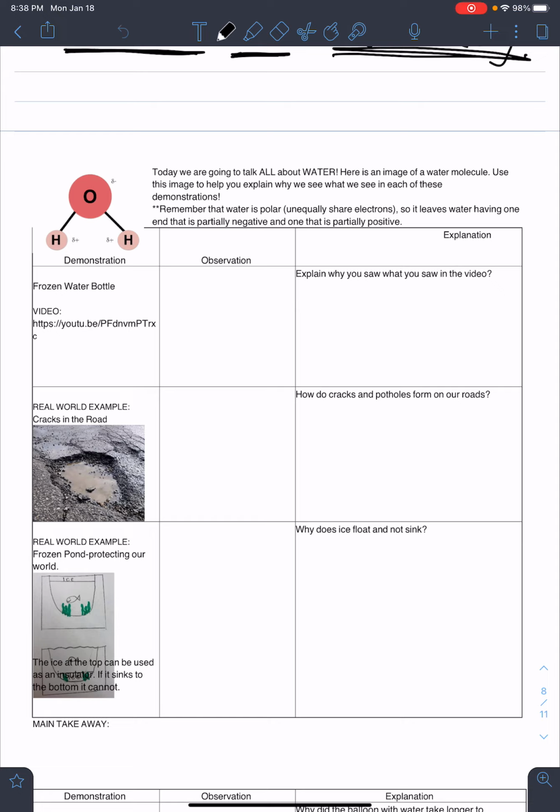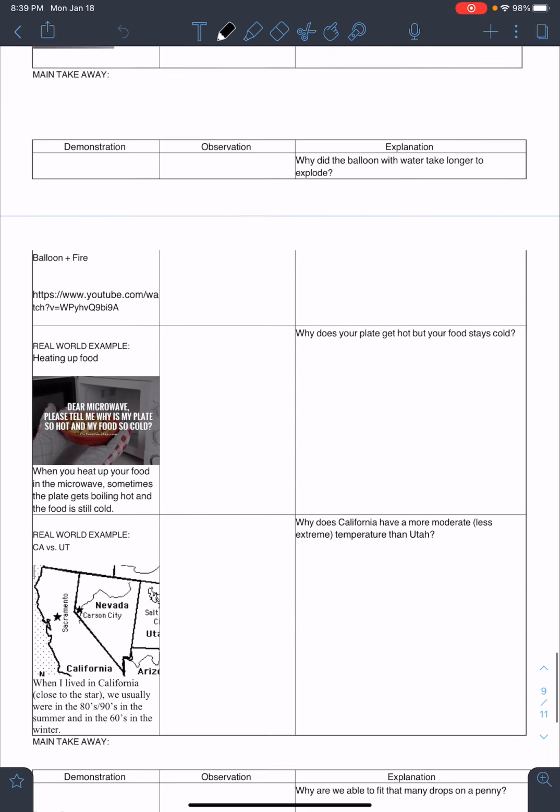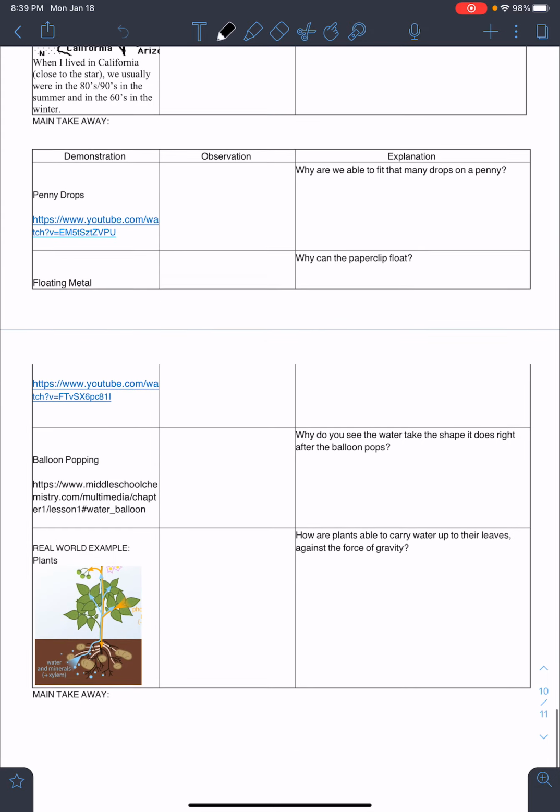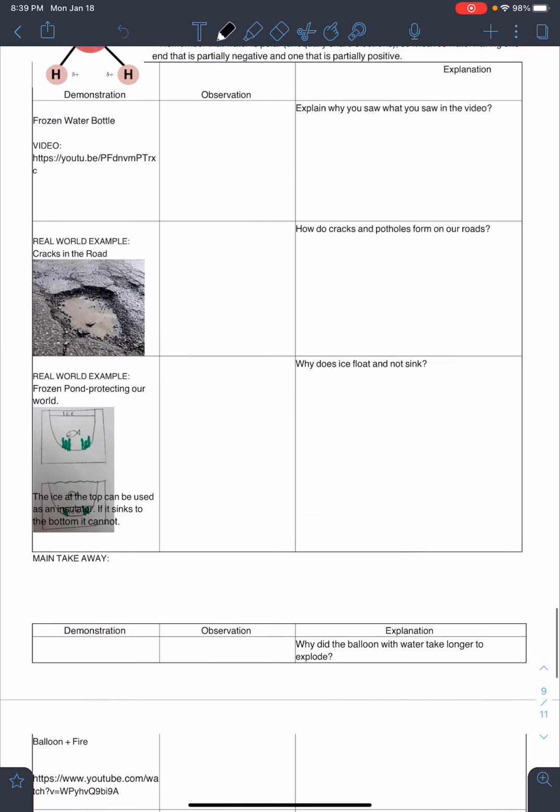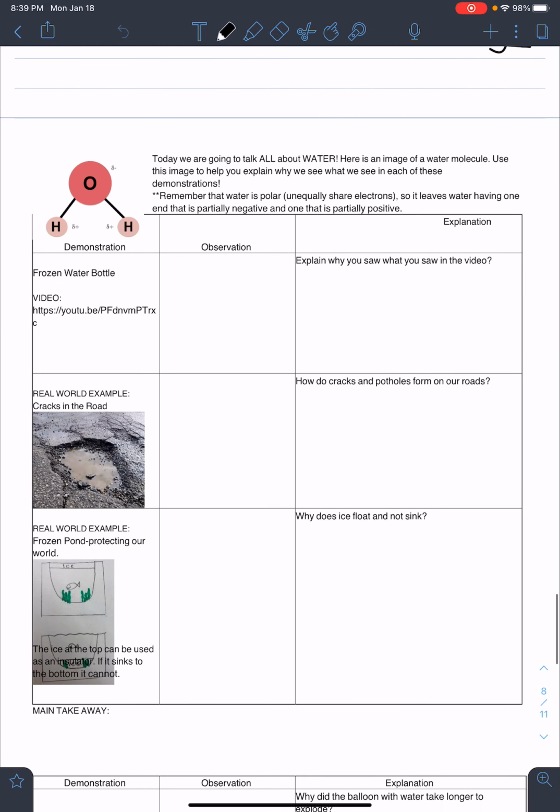I hope that these demonstrations and little experiments were a fun way for you guys to see how water interacts. And so what I'm going to do is we're going to have 3 different videos. This first one is going to be on the first chart that you see, the second one will be on the second chart, and the third one will be on this last chart. So you can kind of watch whichever videos you feel like you need.